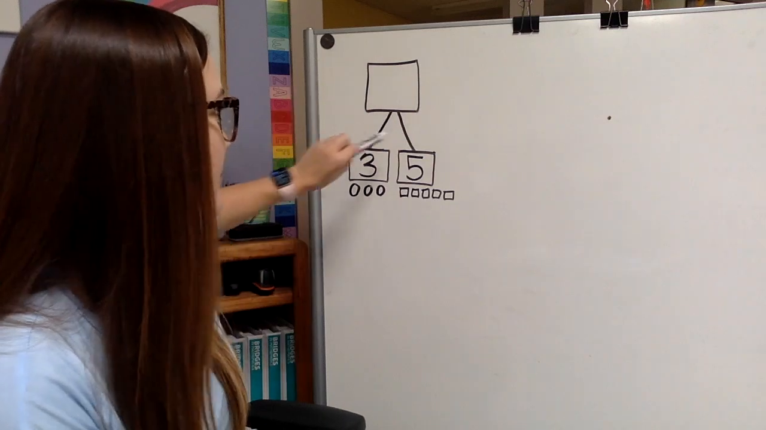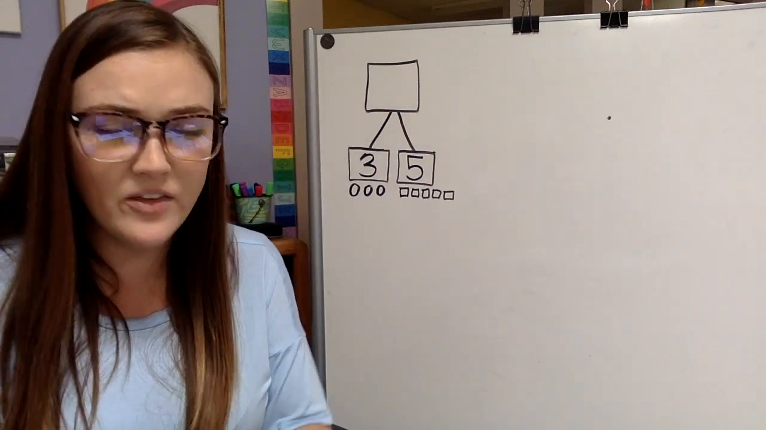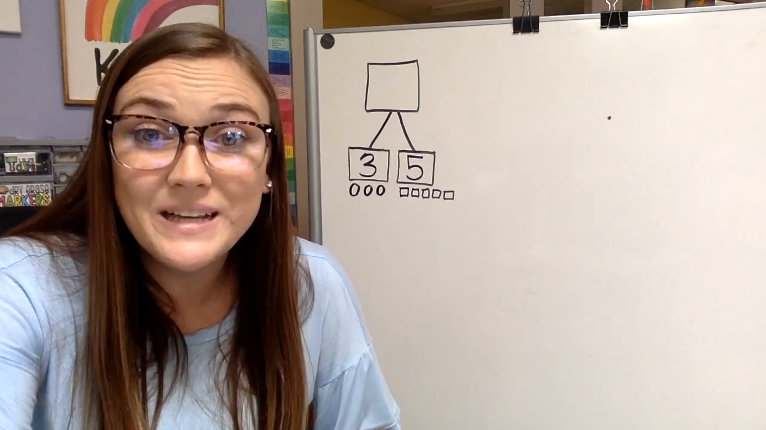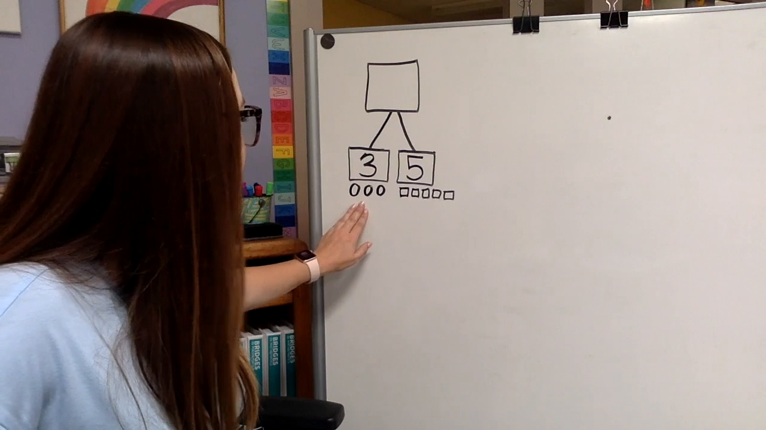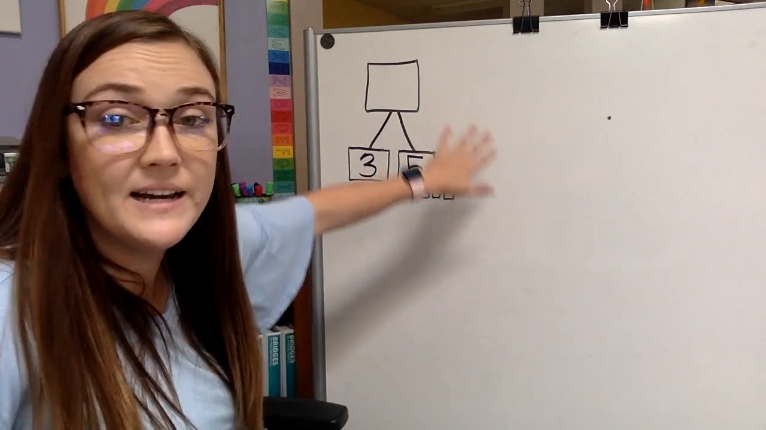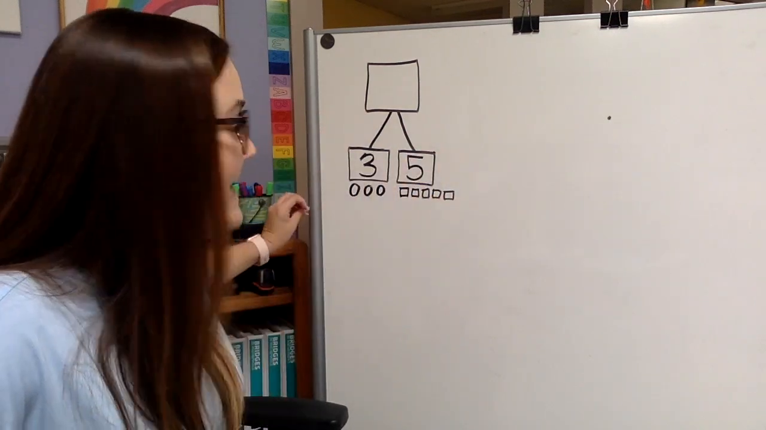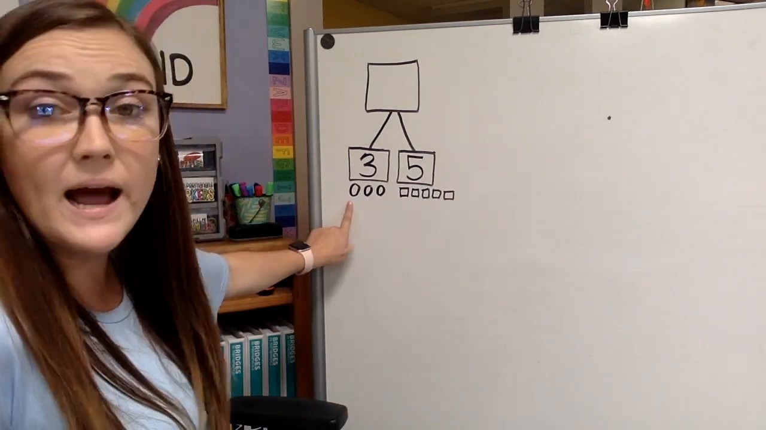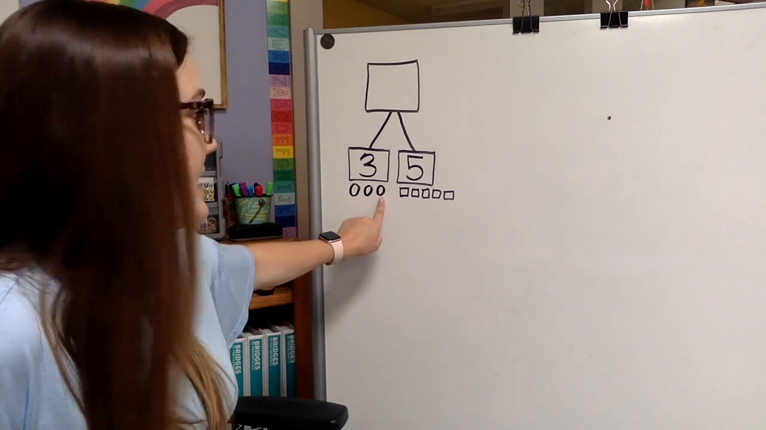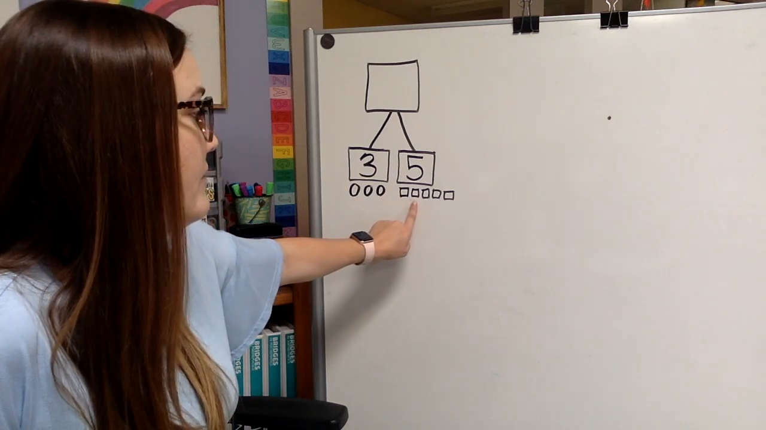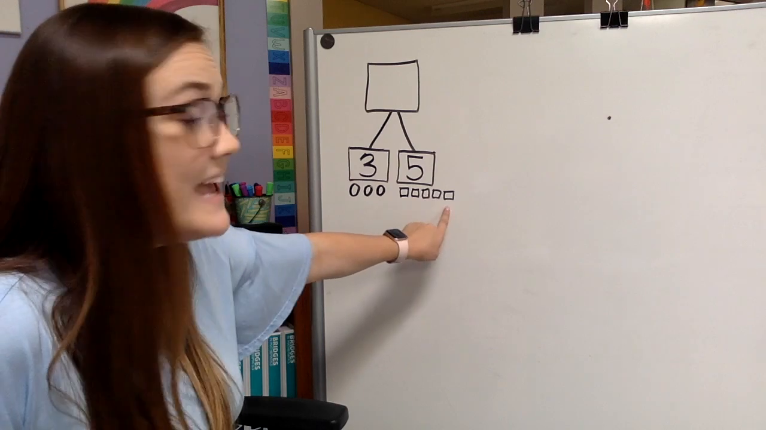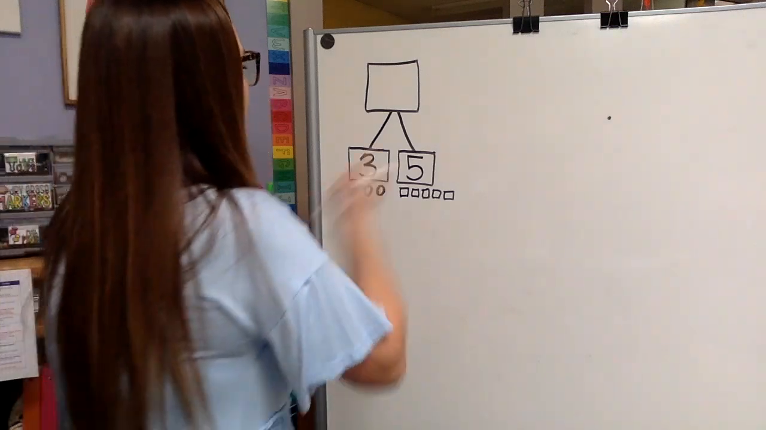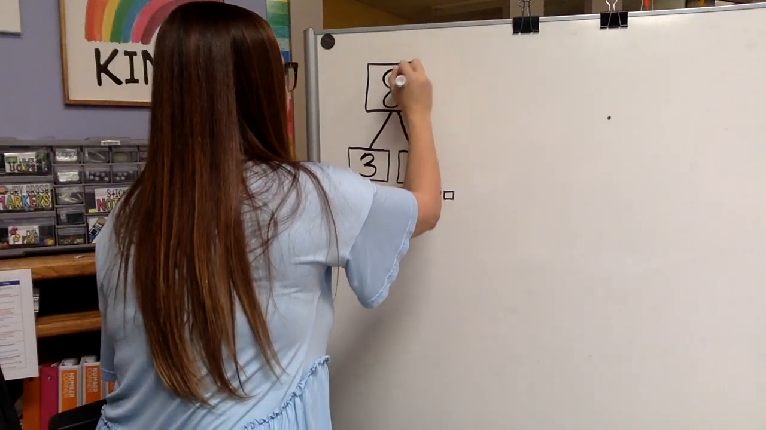Now what do I do to find out how many I have all together? What's something that we could do? Well, all we have to do is count our picture because we're showing 3 over here and 5 over here. To find out how many we have all together, we just need to count all of them. Ready? Let's start over here. 1, 2, 3, keep going, 4, 5, 6, 7, 8. How many do I have all together? 8. So we're going to put a nice big 8 up here.